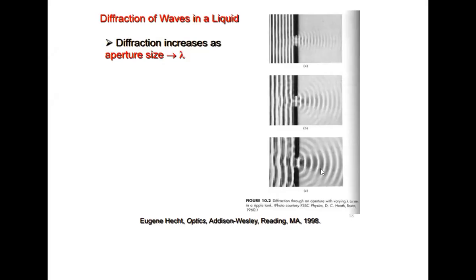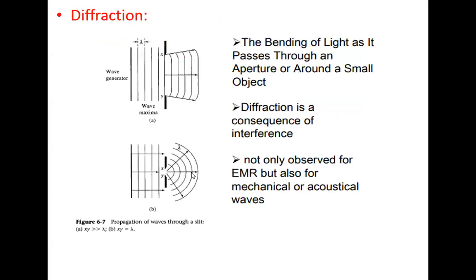Yes, sir. So diffraction increases as aperture size decreases? As aperture size, no, diffraction increases as the aperture size. Let's go back. Sorry. You see here. If it is small, that wavelength is small, right? If it's big, that spacing is big, right? Makes sense there. Got it.